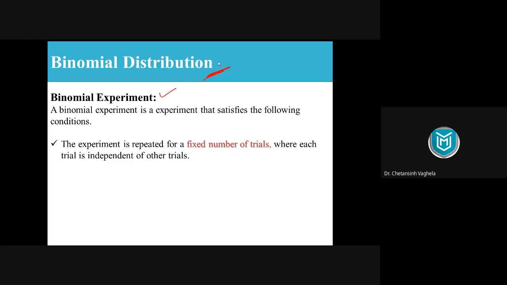So let me give you the list. The first one is: the experiment is repeated for a fixed number of trials. आप जो experiment कर रहे हो वो fixed number of trials के लिए repeat हो रहा है, and each trial is independent from the other.